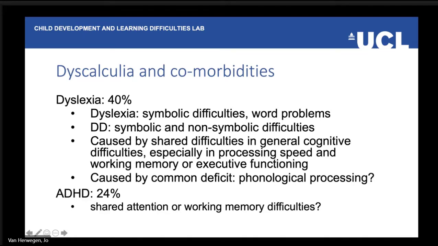And we see also a great overlap between developmental dyscalculia and ADHD. So about 24% of the children with developmental dyscalculia also have a diagnosis for ADHD. And this could be linked to the fact that both have difficulties with attention and working memory. So we discussed this yesterday, for mathematical abilities, you often have to maintain information in mind and manipulate that in some kind of way to find the answer or to solve an equation.